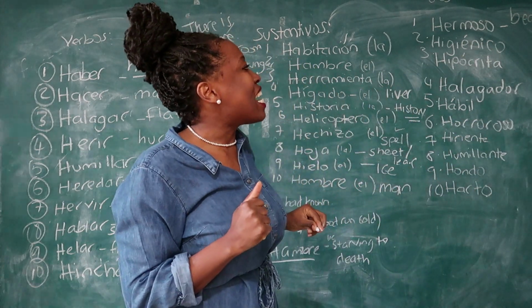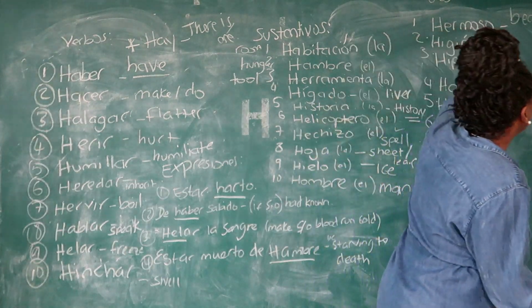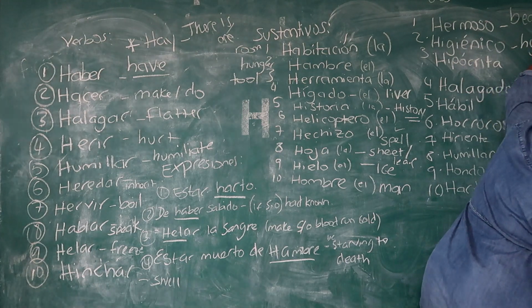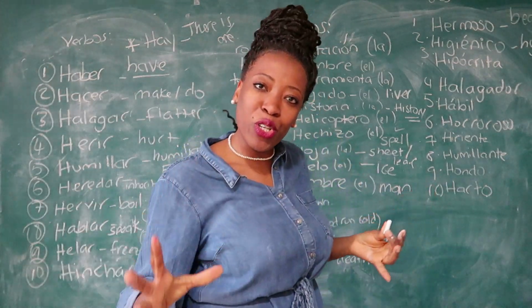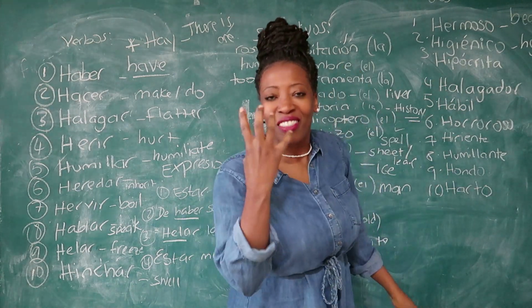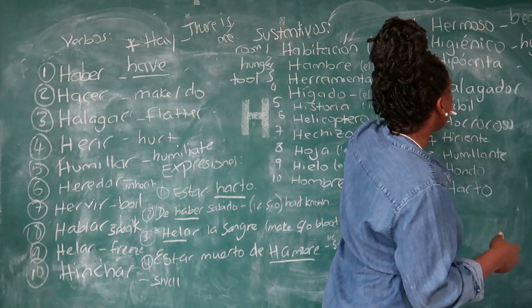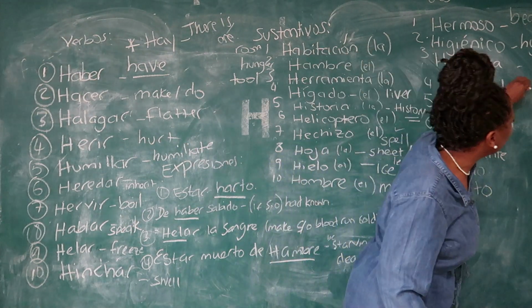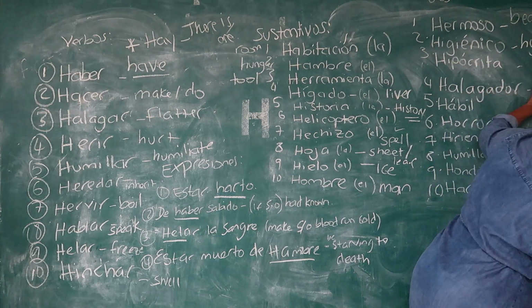Next one, higiénico. Higiénico, okay? Higiénico is hygienic. It's pretty much the same in English. Hygienic, okay? So you are a clean person, you're hygienic. You wash your hands before you eat. Eres una persona higiénica, okay? Hipócrita, hypocrite. That looks the same. So I'm not even going to write it. Hypocrite. Again, halagador. We've seen it over here. So here will be flattering. Okay? Oh, that's a very flattering skirt you're wearing. So flattering.